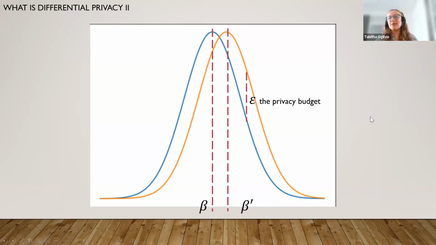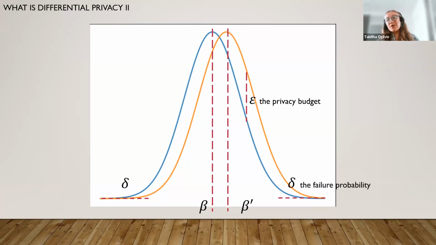So the ratio between the values at any point, logged, is called epsilon. It's called the privacy budget or the privacy leakage. How much more likely am I to be in one world versus the other given an output?